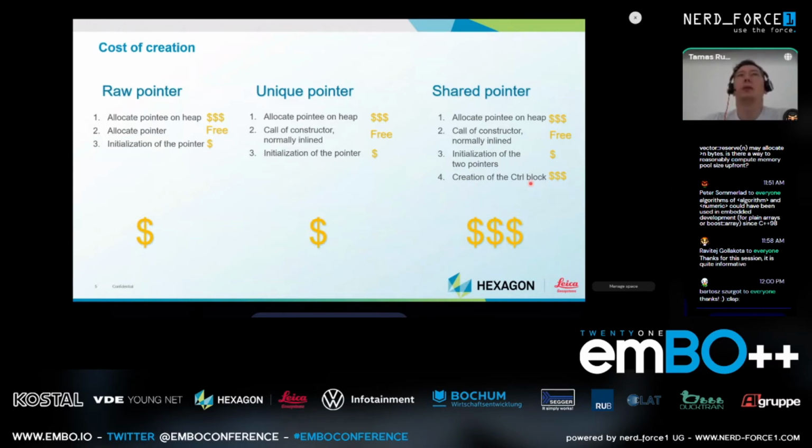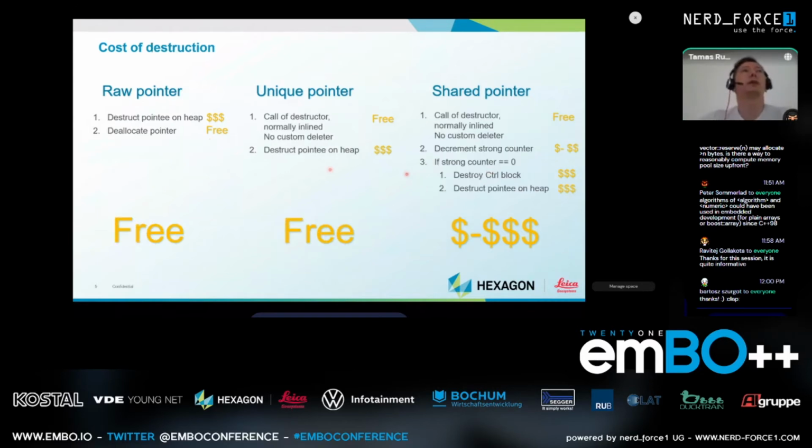But now here comes the big beast. As we have seen, when we create this control block, this is a different heap allocation. So it is separate from the object that the smart pointer points to. And because of that, I put here $3 signs. We will see later how we can optimize for this step, because this is the most expensive step of the shared pointer, and there is a technique how we can reduce this cost. So now we know what it means to create a smart pointer.